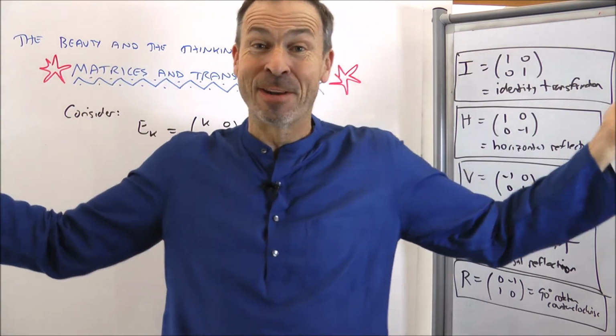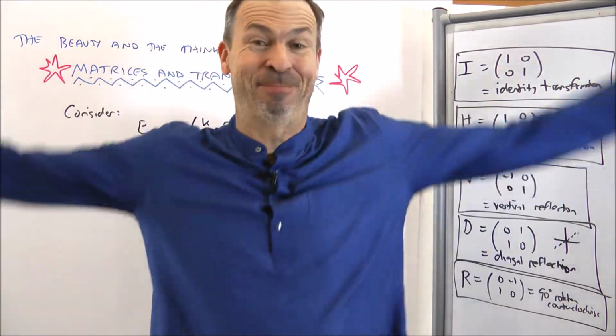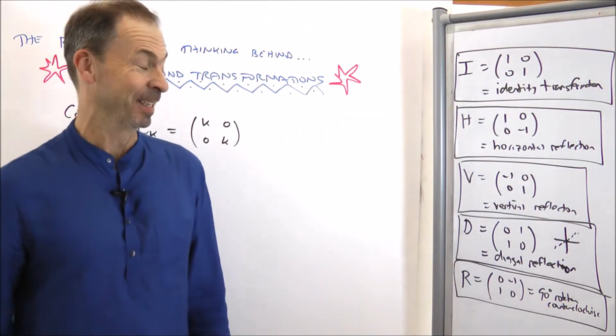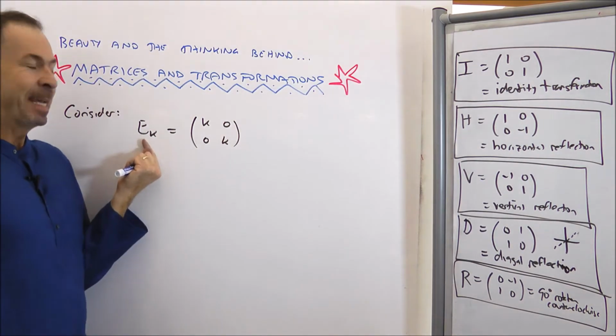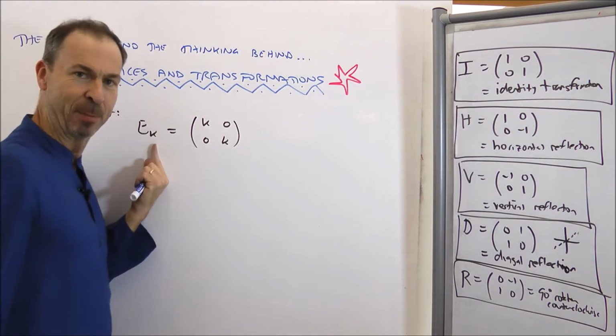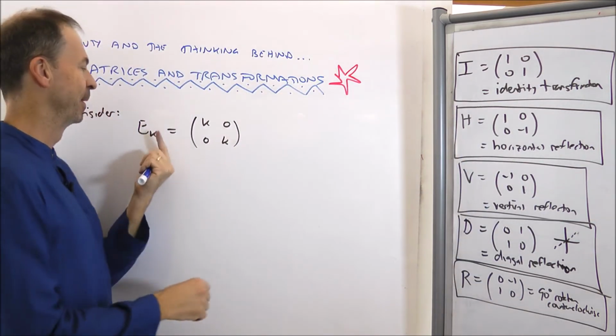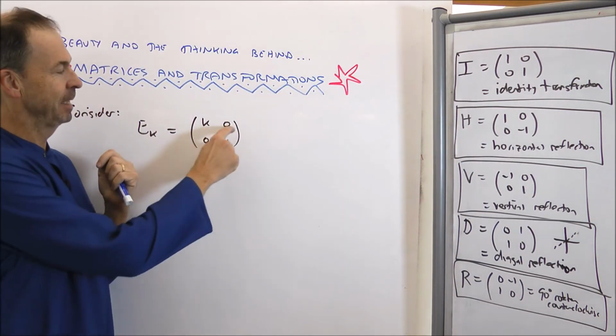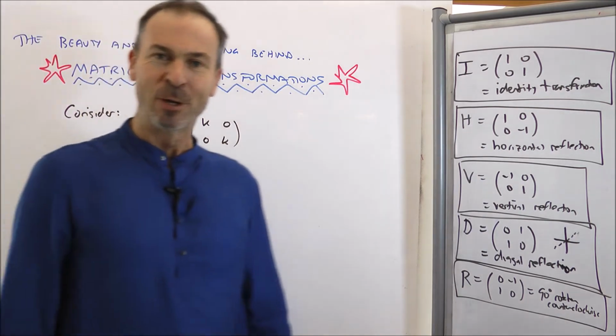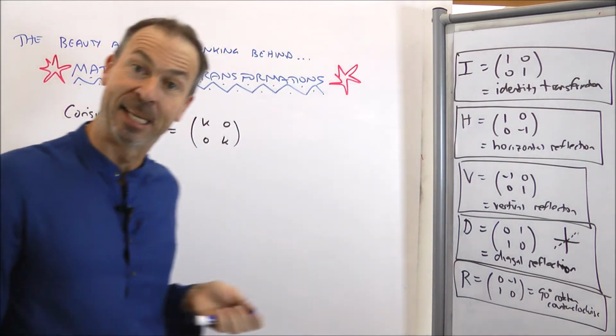Okay, let's carry on. Let's just go through more and more matrices, explaining more and more geometric transformations. Consider this matrix. I call it E sub k. So k is just some real number. It could be like 3 or half or 97 or square root of pi. Who knows? Just some real number. The matrix goes k, 0, 0, k. So I'm wondering what the geometric effect is of this particular matrix.